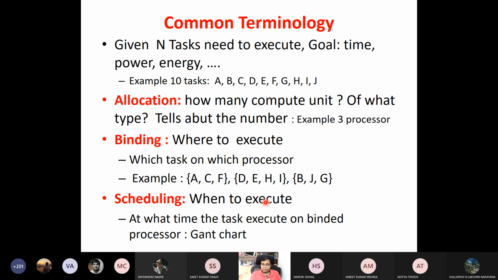Have you heard about the Gantt chart in the OS course? We have read this thing, Gantt chart. Yes, sir. Yes, sir. Yeah, Gantt chart, it displays.